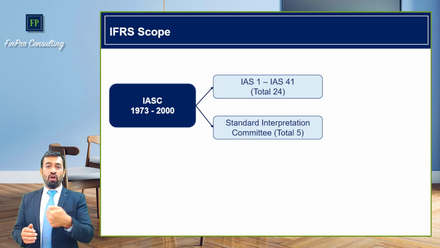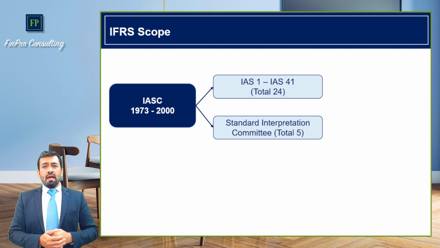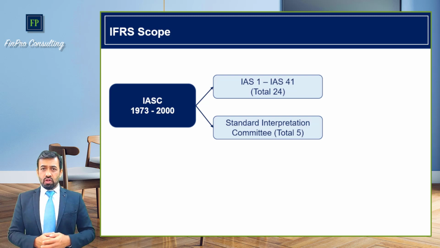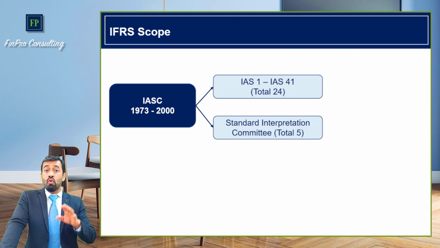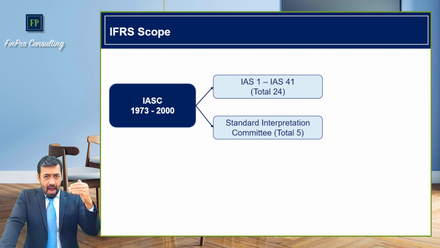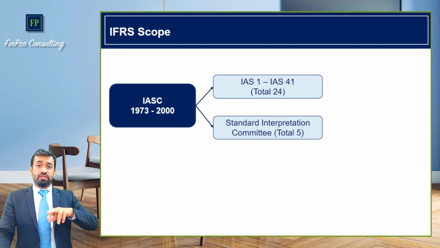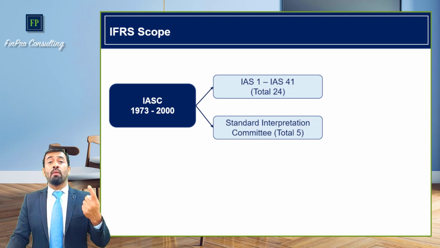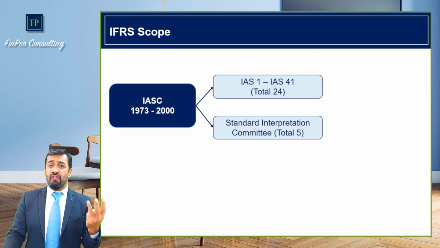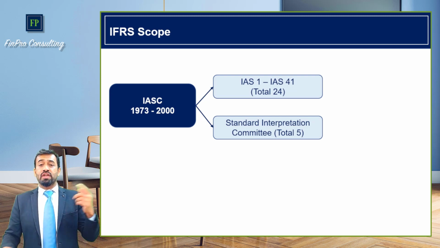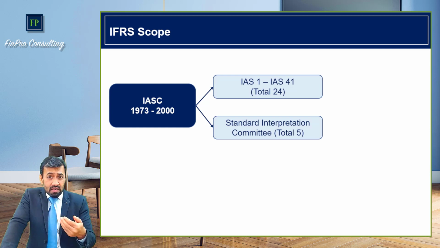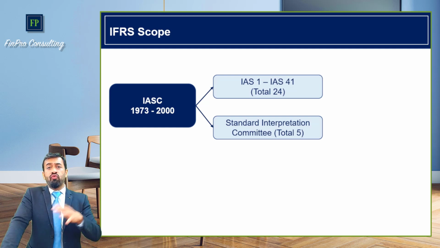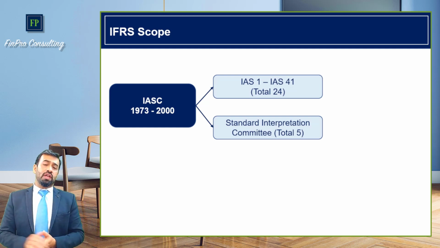Those were 1 to 41. In between, standards were deleted, so currently there are 24 such standards which are effective. Let's say IAS 1 is on presentation of financial statements, IAS 2 on inventories, there is no number 3, there is no IAS 4, 5, 6, there is directly IAS 7 on statement of cash flows. Likewise, a few in-between standards are deleted, and out of this 1 to 41, 24 accounting standards are effective.